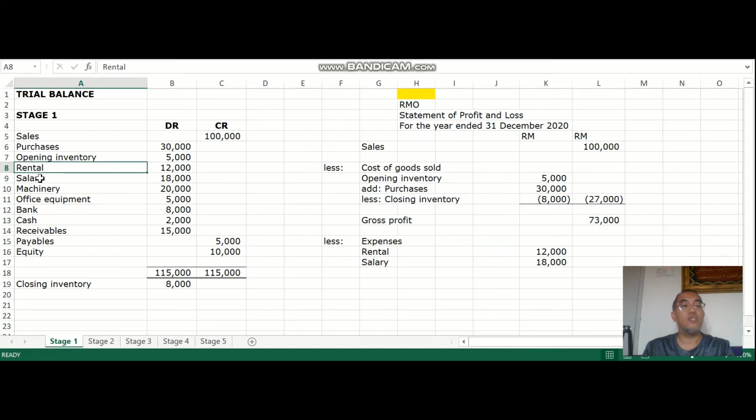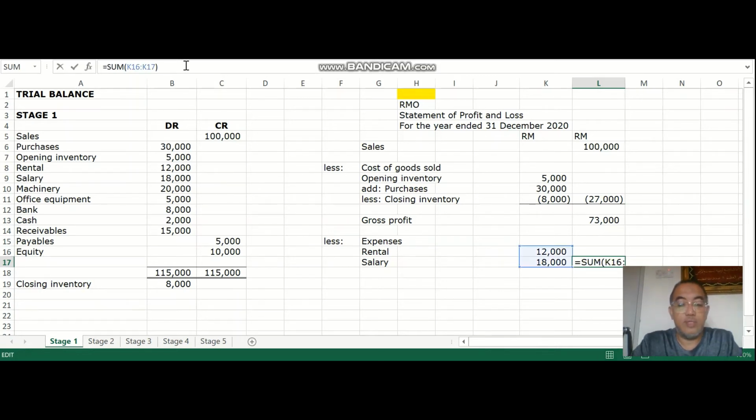I have only two expenses. This one. So my expenses is only 30,000. Okay, let me sum up here. So I get 30,000, but I need to minus less, because from the gross profit I need to minus my expenses, then I will get my net profit.